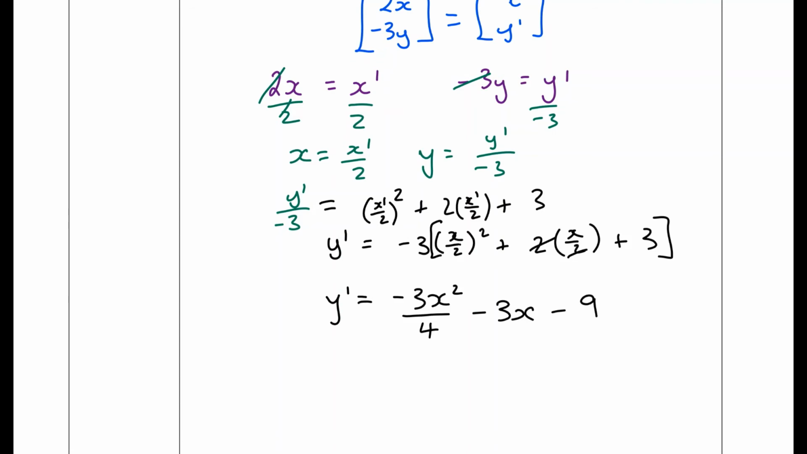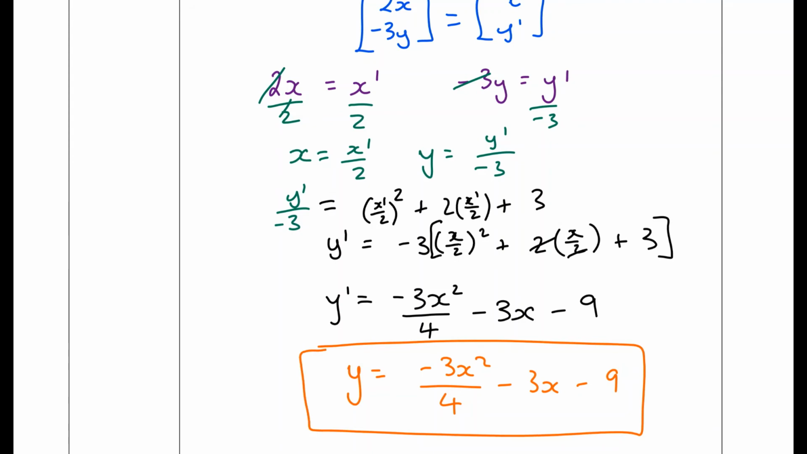And so I don't want to have this y dash. That's not good practice when finding the image of a curve. So to give my final answer, y equals negative 3x squared on 4 minus 3x minus 9 is the equation of the image of the graph.